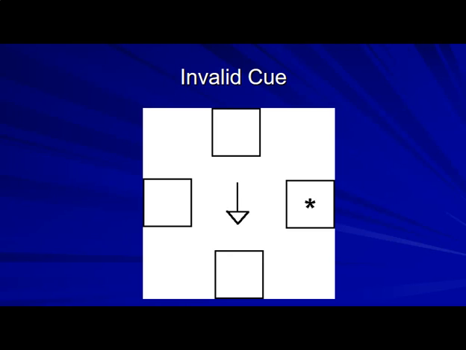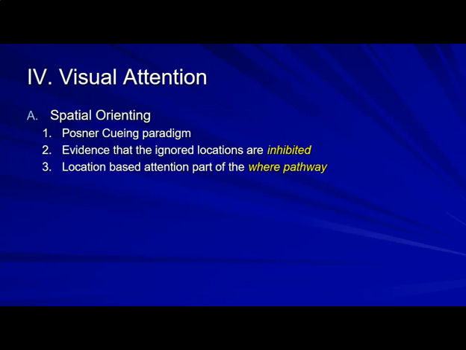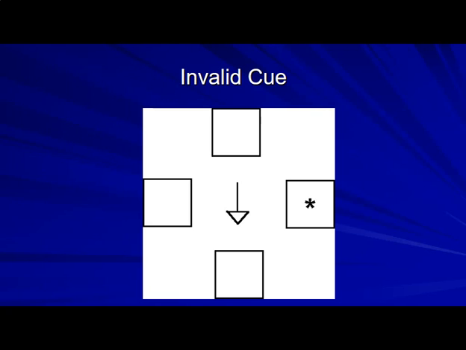In this invalid trial, it takes people longer to find the target than in a valid trial, which would be if the cue is pointed towards the location where the target would appear. 80% of the trials predict the location of the target, 20% do not. As a result, people are much more likely to rely on this cue, and so they're focusing their attention here, and it takes them much longer to find the target over here. There's pretty solid evidence that what's happening is we focused our attention on the location where the arrow points and actively inhibited these other locations, and so you have to overcome that active inhibition to try to locate the target.